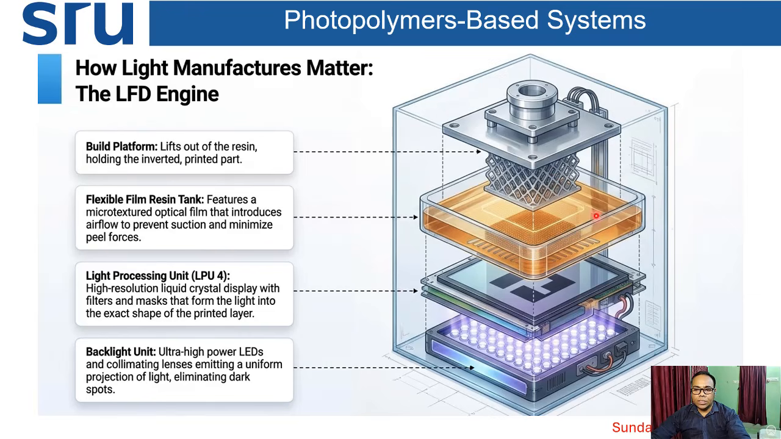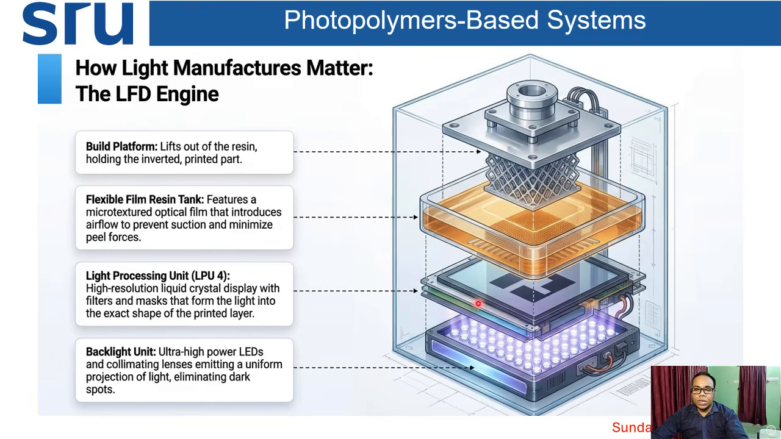And this is the film resin tank. In that resin tank, whatever liquid or photo curable resin is used will be poured in sufficient quantity, so that as per the part requirement, design and dimension, the printing will be done with sufficient material. This also has a provision for airflow to prevent suction and minimize the peel forces, meaning the effect of peel forces will be minimized.